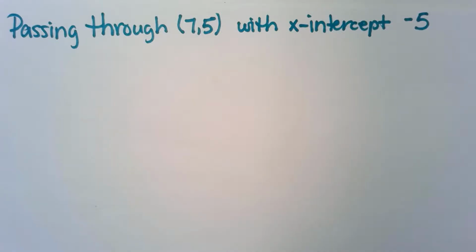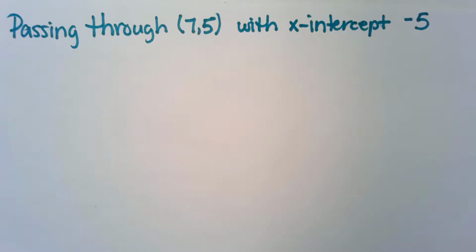All right, let's do another one. We want to write an equation of the line. We want to write it in point slope form, and we want to write it in slope intercept form. So it says here, here are the conditions: passing through 7 comma 5 with an x-intercept of -5.